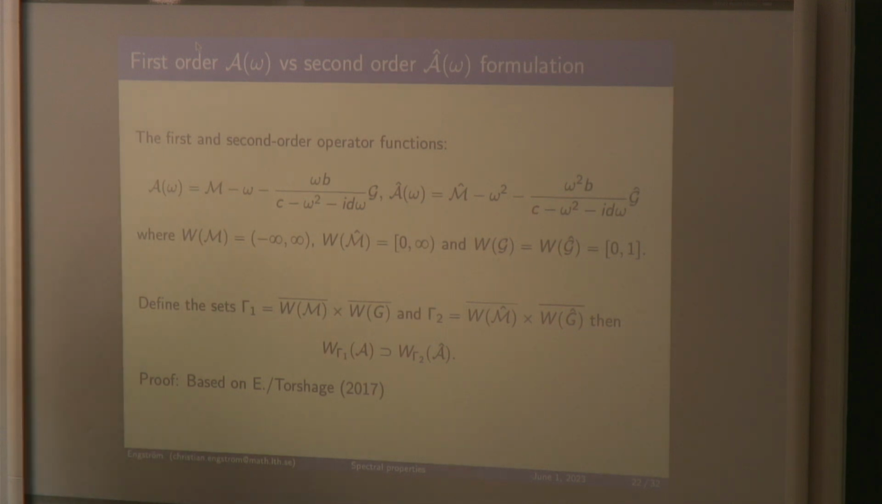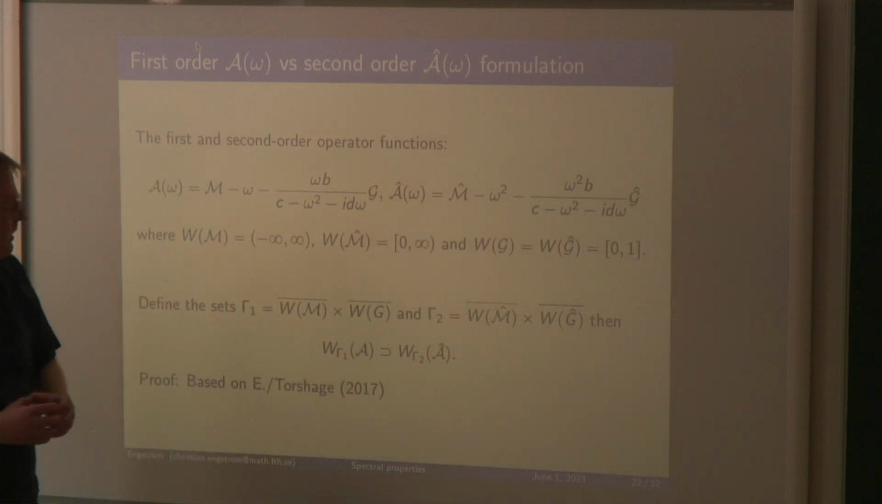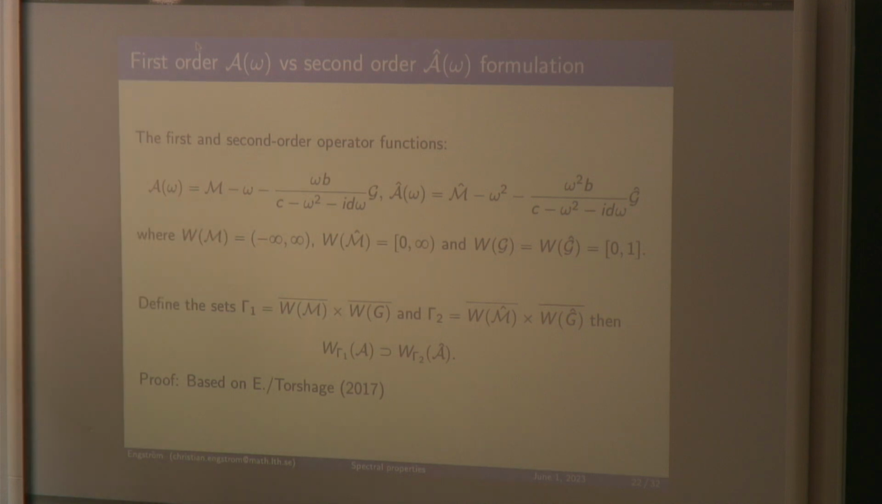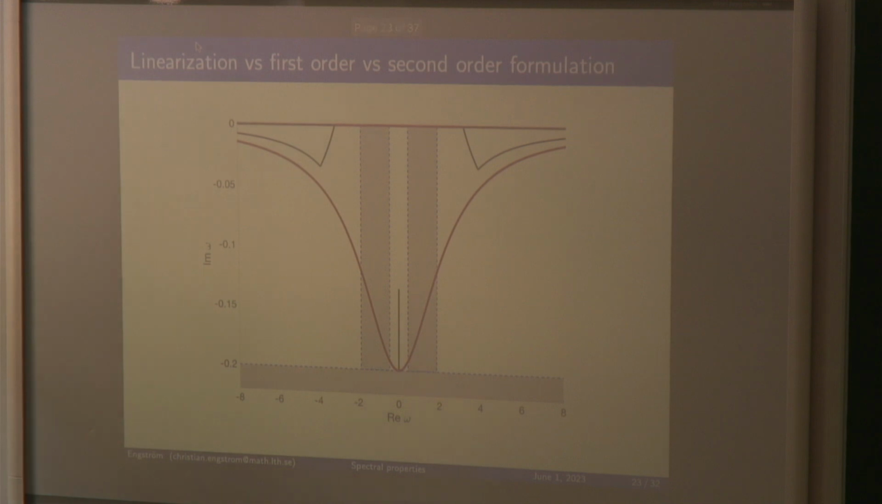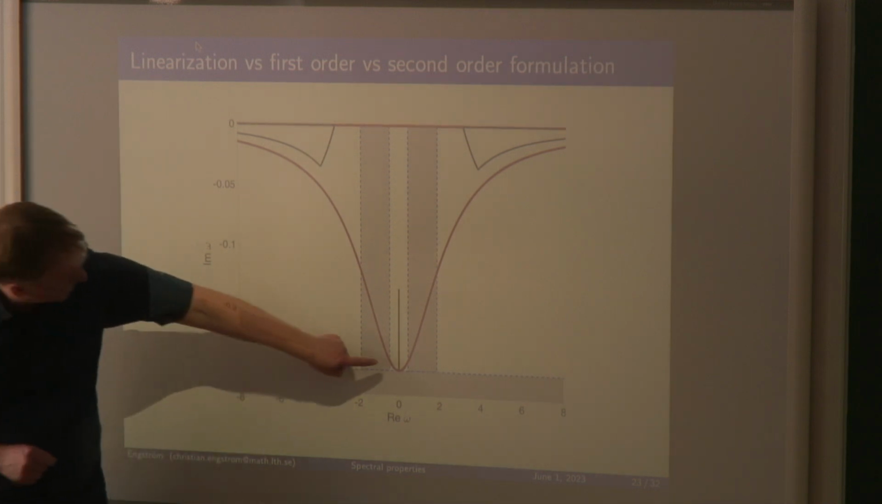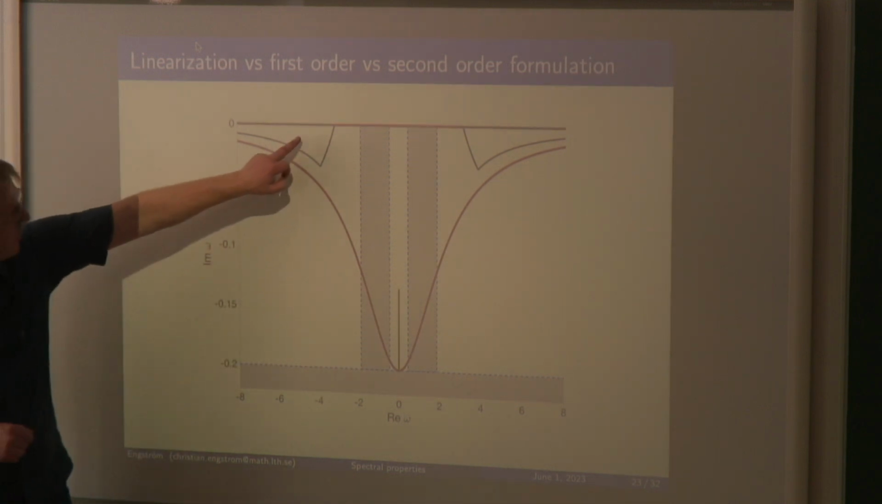Okay, and then you can actually prove that the enclosure of the numerical range using the second order formulation will always be inside the enclosure of the numerical range of the first order. I will show you an example on the next slide. This is not difficult to prove, but I will not do it here. In practice, it looks like this. If you use the second order formulation, we know that the spectrum must be on this line segment on the imaginary axis, or here or here.